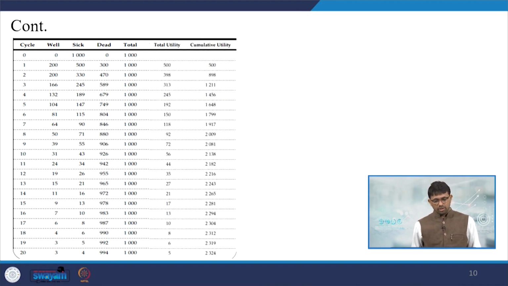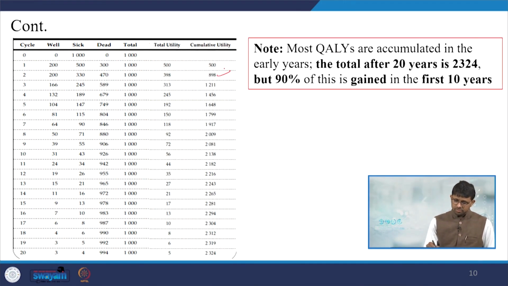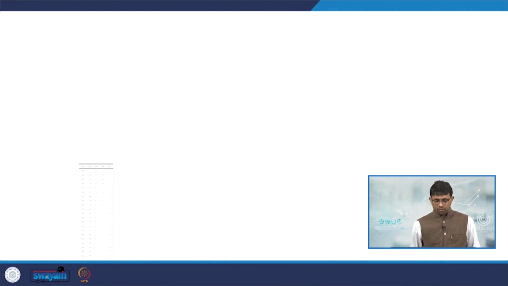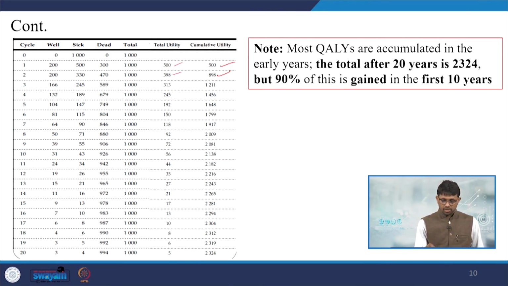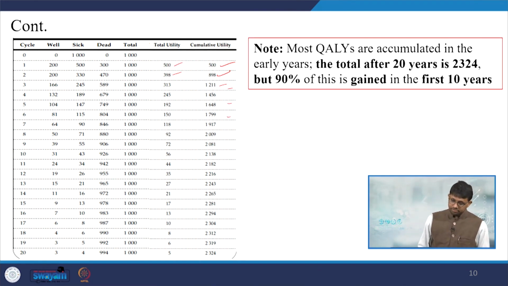So, from the table you are just presenting the cumulative quality. Initially it was 500 which we have already shown you, then another 398 added. So, it accounts to 500, 300, so it is cumulative 898 and so on. Okay, so most qualities are accumulated in the early years. You can just see the change is actually huge; a large value of the qualities is accumulated in the early years.